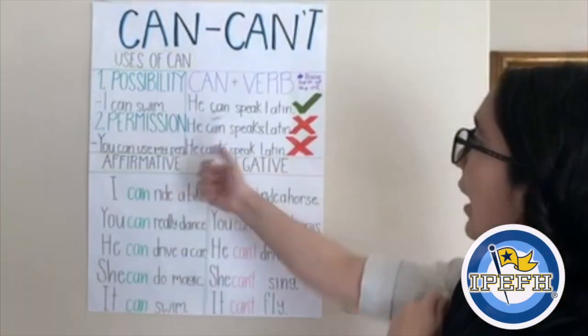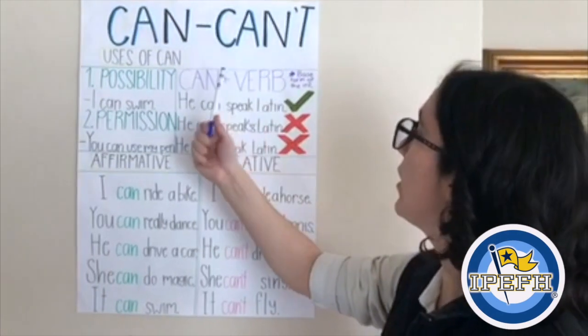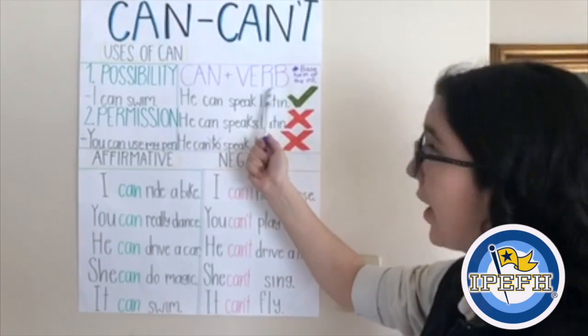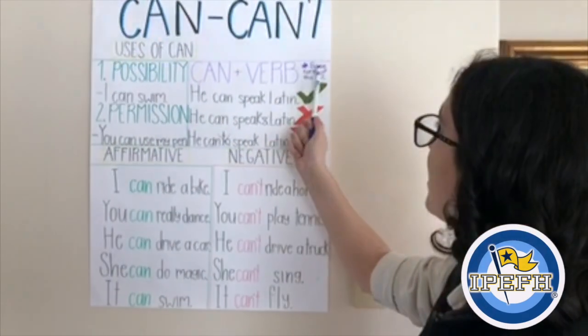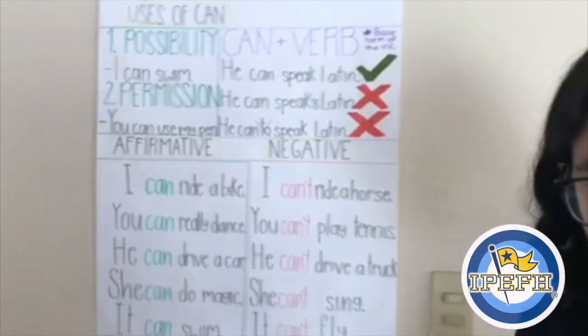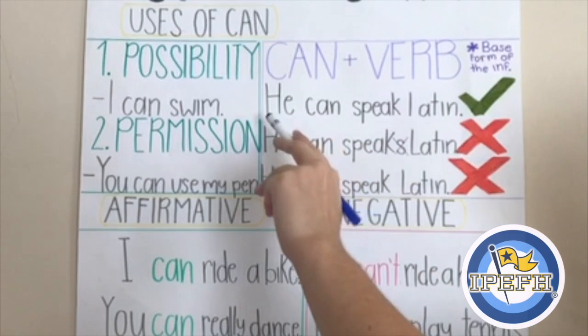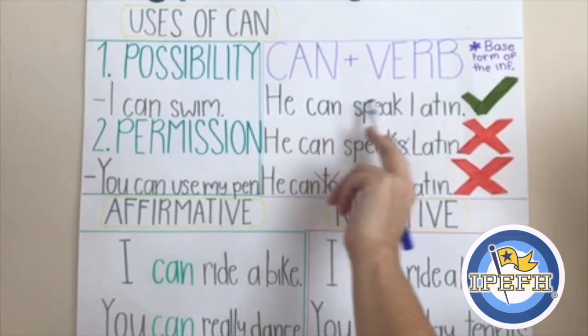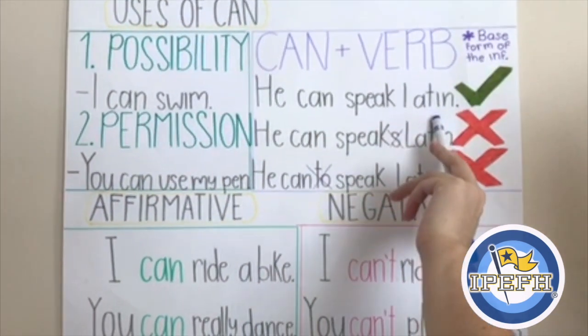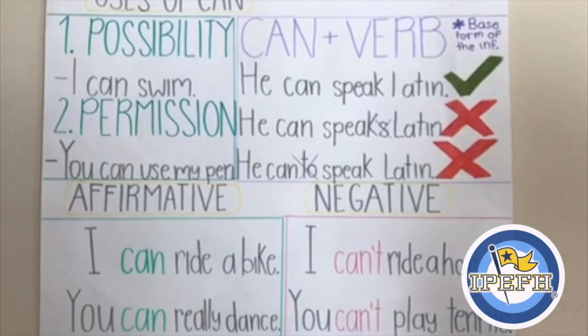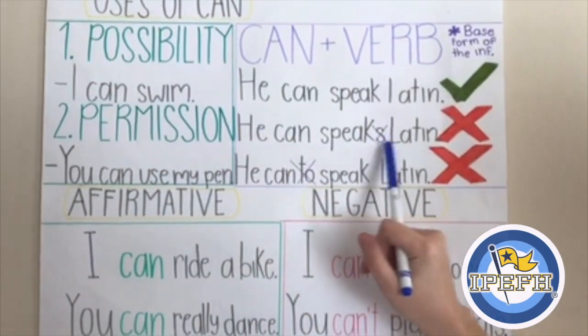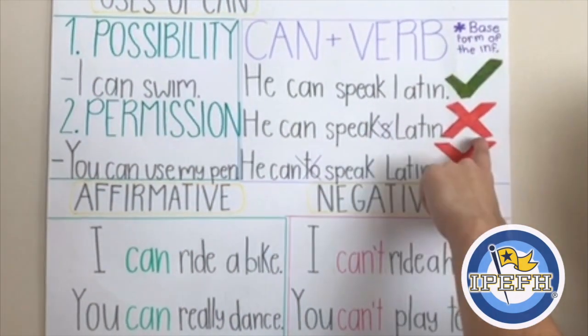Now, as I told you before, we use can and another verb. The other verb has to be in the base form of the infinitive, all right? So, the correct example would be he can speak Latin, all right? Now, here, he can speaks Latin. This is wrong, all right?